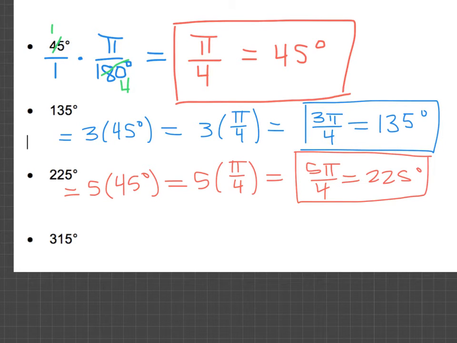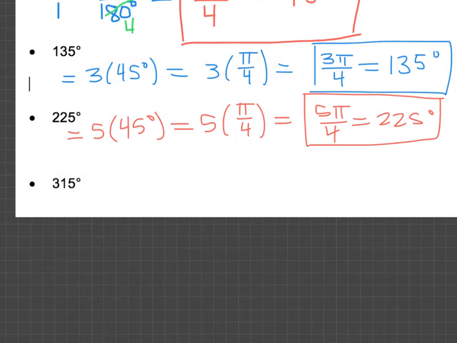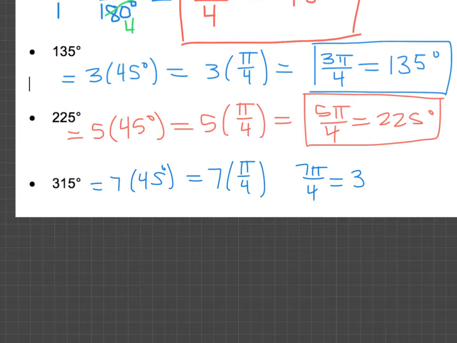And then finally, let's look at 315. 315 is equal to 7 times 45 degrees. So we can write that as 7 times pi over 4, or we get 7 pi over 4 is equal to, in degree measure, 315 degrees.